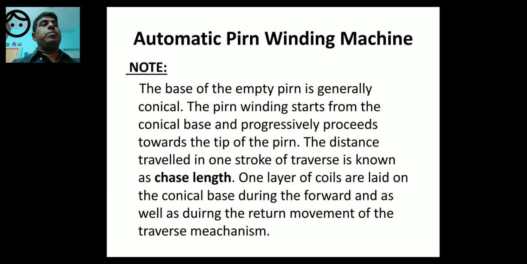Note: the base of the empty pern is generally conical. The pern winding starts from the conical base and progressively proceeds toward the tip of the pern. The distance travelled in one stroke of traverse is known as chase length. One layer of coils is laid on the conical base during the forward as well as during the return movement of the traverse mechanism.